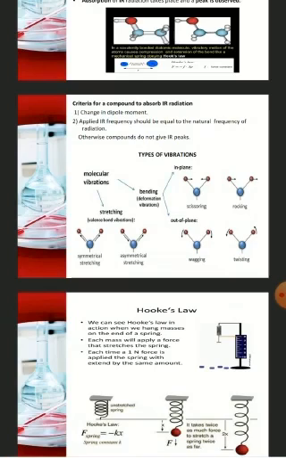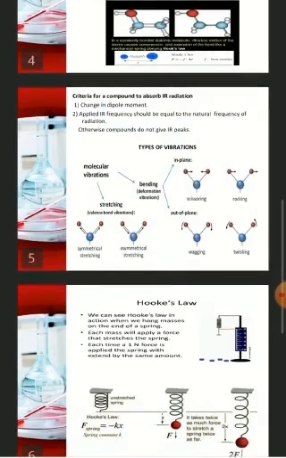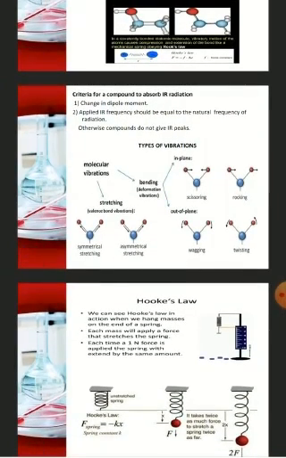Next type of vibration is out of plane bending, meaning outside the plane of the molecule, in which the first subtype is wagging, in which both atoms move to one side of the plane, and the second subtype is twisting, in which one atom is above the plane and the other is below the plane.